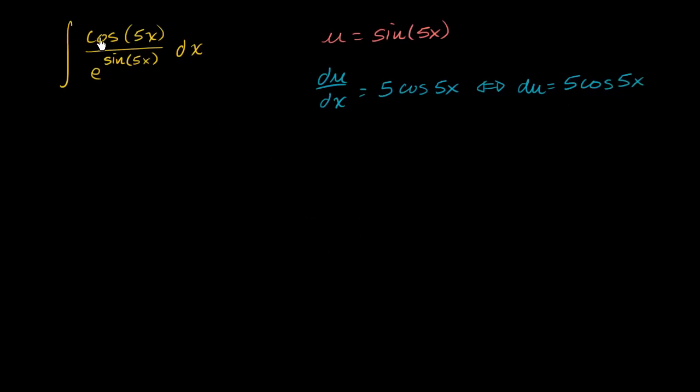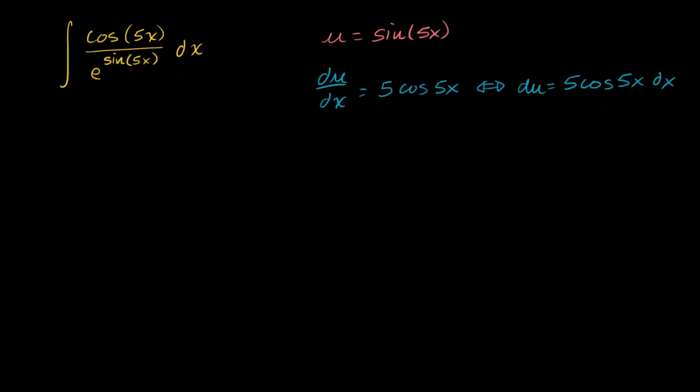Now, when we look over here, we don't have quite du there. We have just cosine of 5x dx. So when you look over here, you have a cosine of 5x dx, but we don't have a 5 cosine of 5x dx. But we know how to solve that.